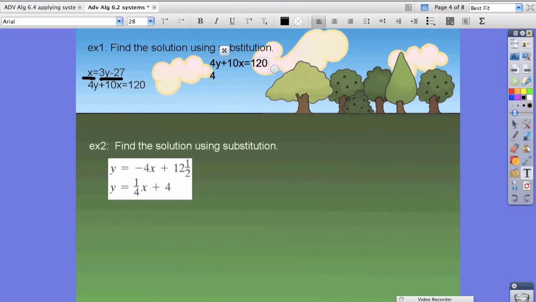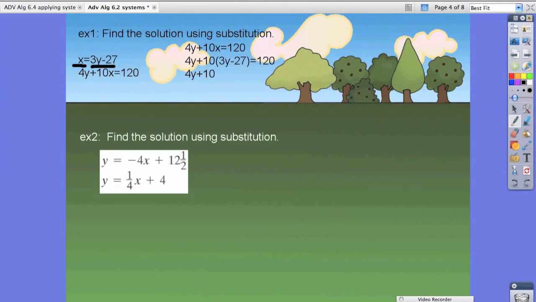So we have 4y plus 10, and look, I see an x, but we're not going to write it. We're going to replace it with what x is equal to, which in this case is 3y minus 27. So 10, and instead of x, it's times the quantity 3y minus 27 equals 120. So now we have 4y plus 10.